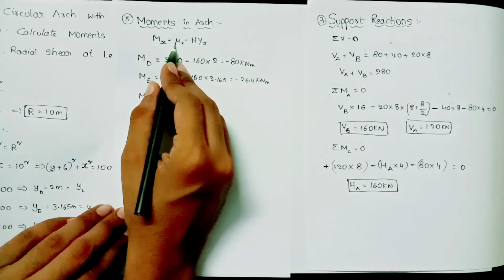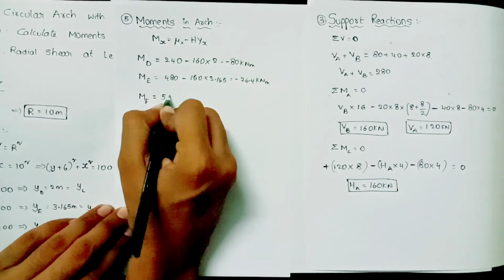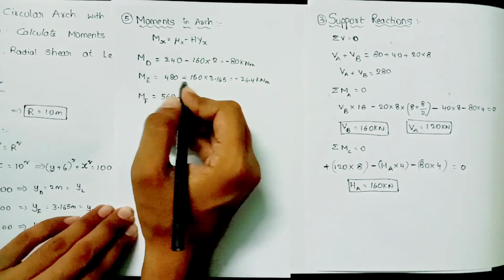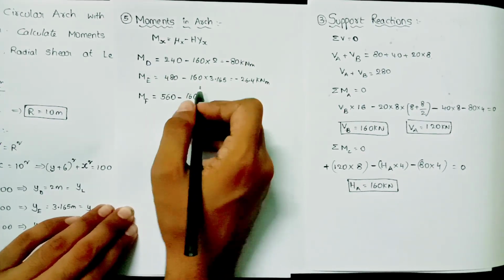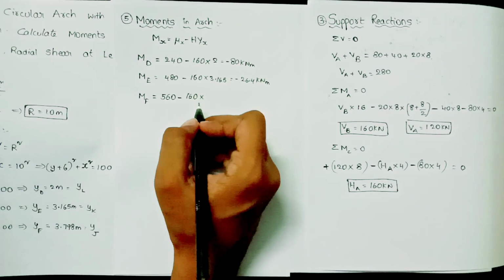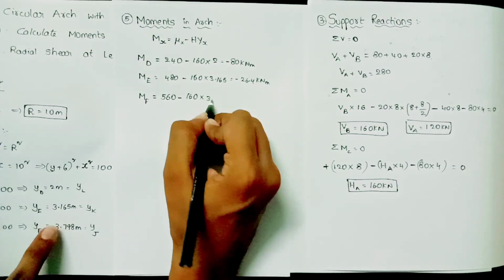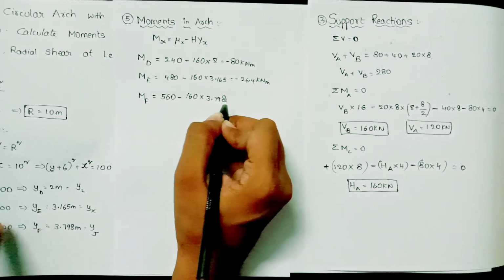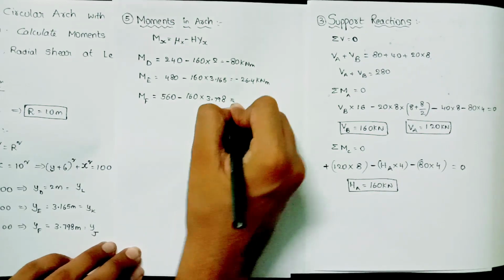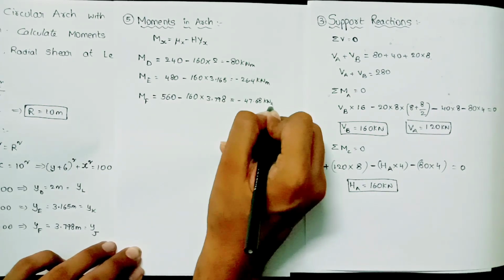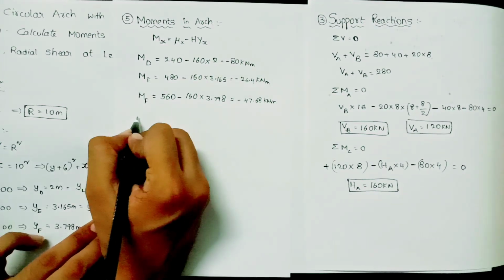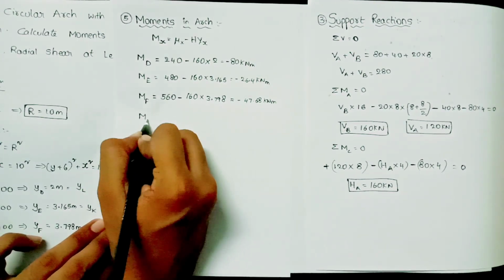MuF in the previous step we have obtained as 560 minus H, which is 160 kilonewton, the same in all the steps, and yF is 3.798, which is obtained in the second step, and finally the value is minus 47.68 kilonewton meter. Now after calculating this, we have to calculate the MJ value.